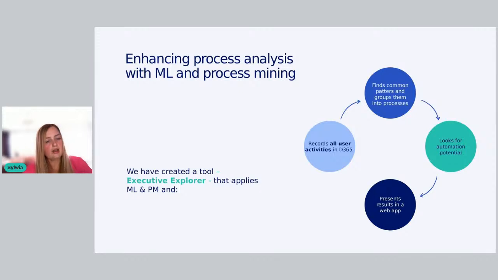Then our algorithm finds common patterns and groups them into processes. So our algorithm looks for processes. There is no process from a template, because real life may be very different from the template. That's why our tool finds the processes from all of those activities. And additionally, it looks also for automation potential within those processes and presents results of these analyses in a web application, which I will be showing you a bit later.